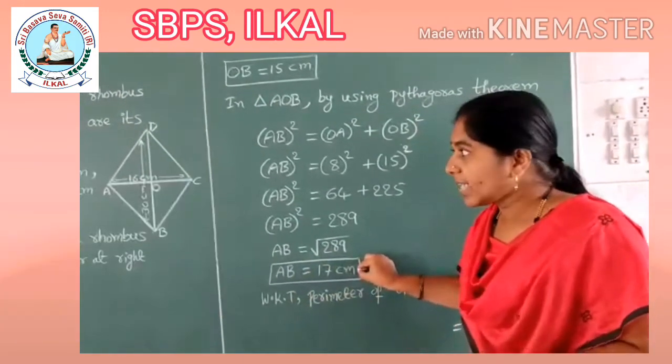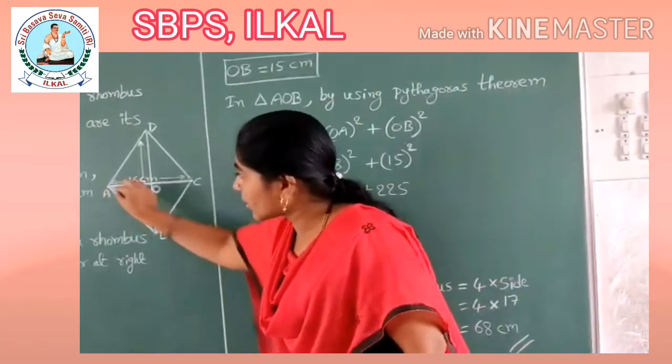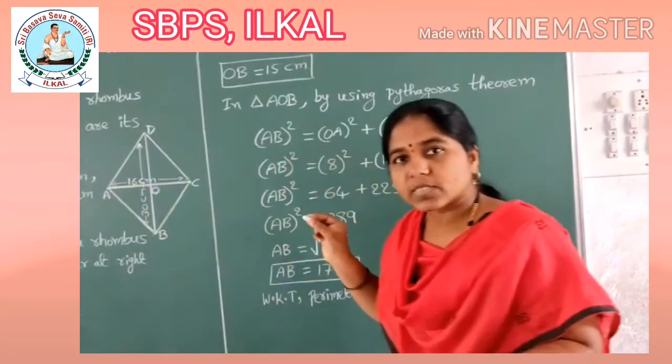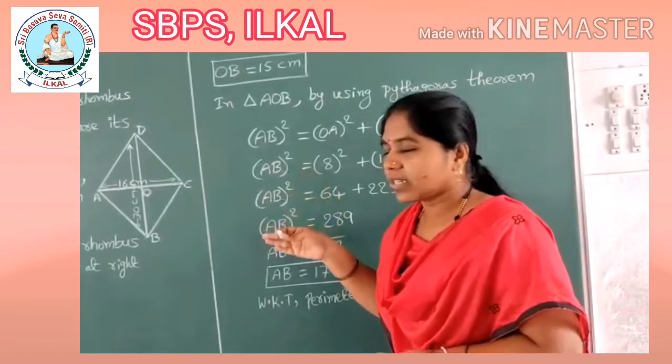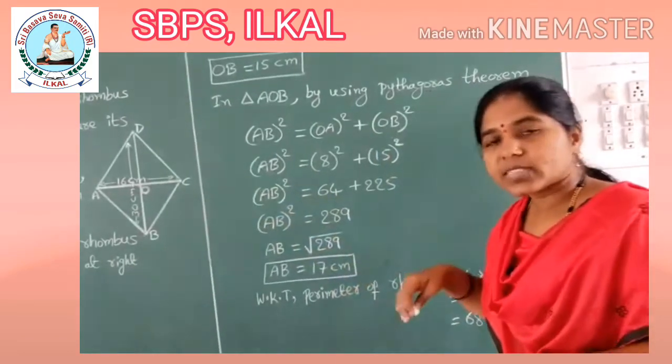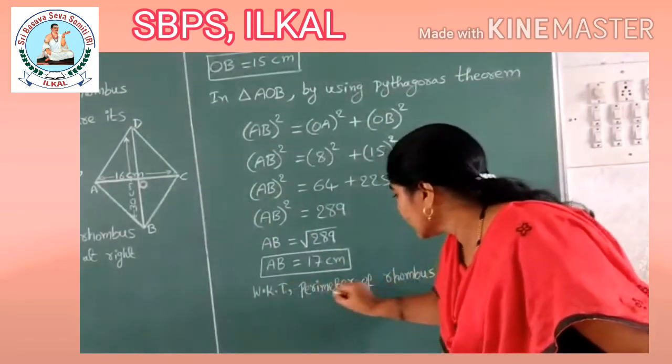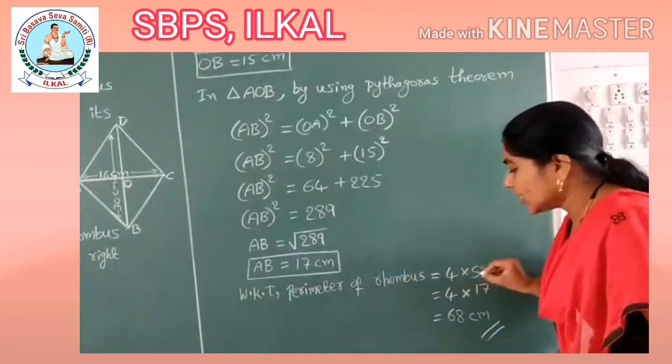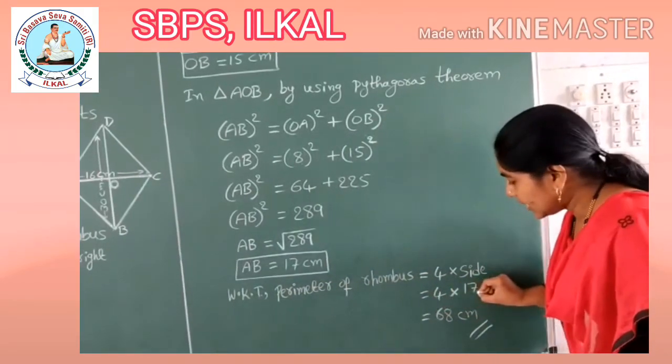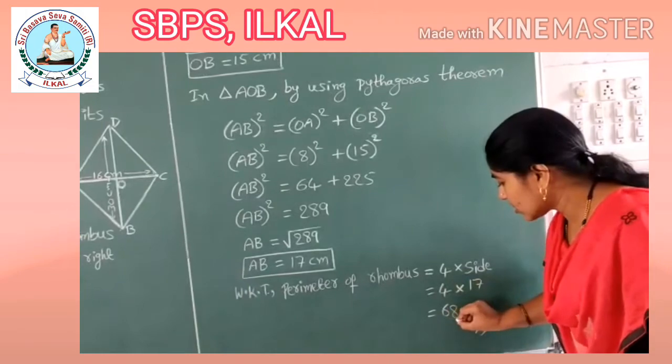You already got AB, which means one side you got. In a rhombus all the sides will be equal, so instead of 4 times addition, we can consider it as 4 into side. We know that perimeter of rhombus is equal to 4 into side. 4 into 17 gives 68 centimeter.